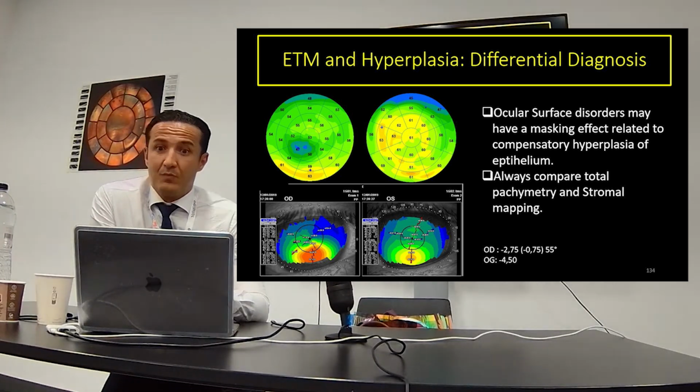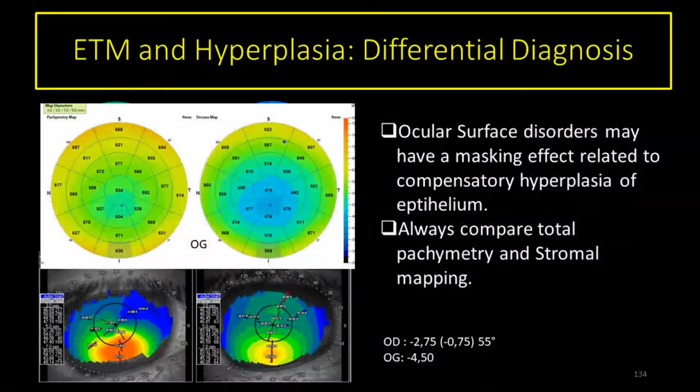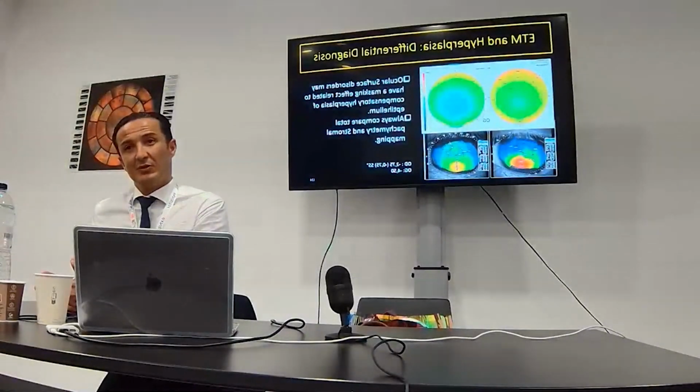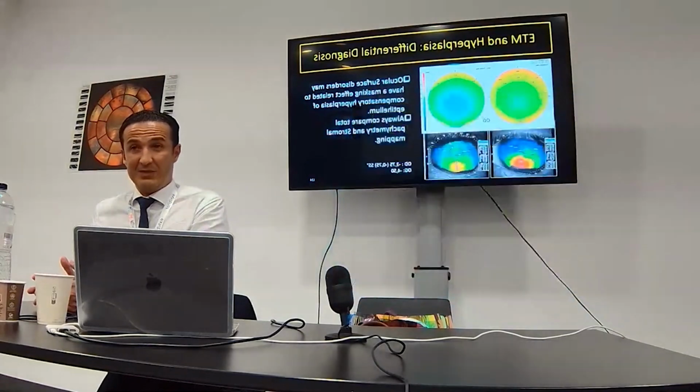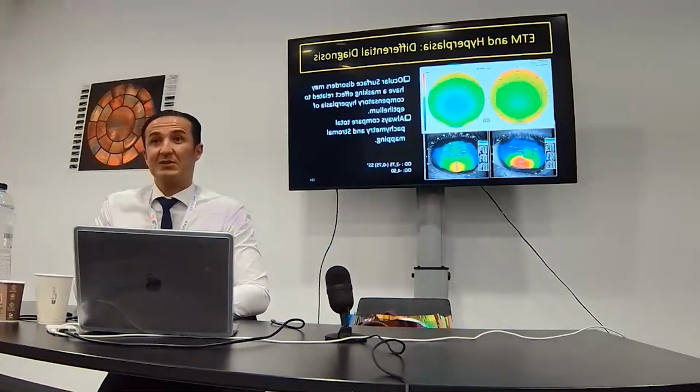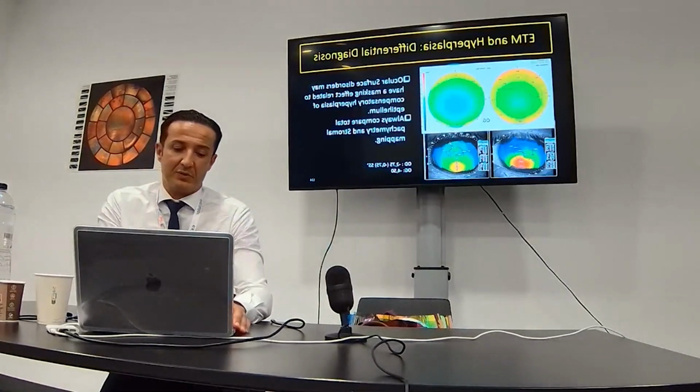That's why you always have to compare epithelium mapping with stromal mapping. And look here, the stromal mapping on the left side, you observe a decentric aspect of the stromal mapping and the thinning of the stroma, confirming the presence of this first keratoconus. And you always have to compare whether you have a hyperplasia just due to the dry eye, which is a normal stroma, or if you have epithelium changes and stromal changes confirming the presence or not of keratoconus.